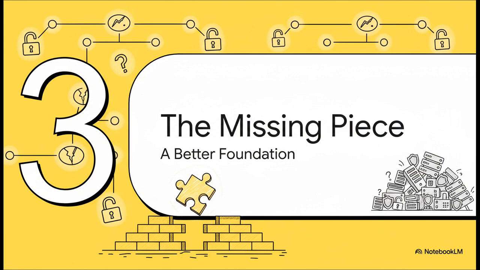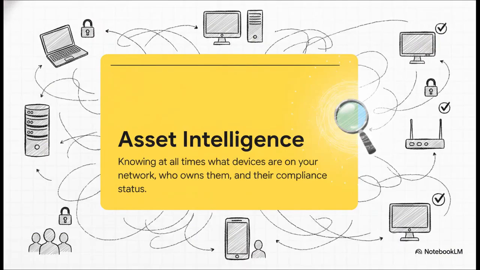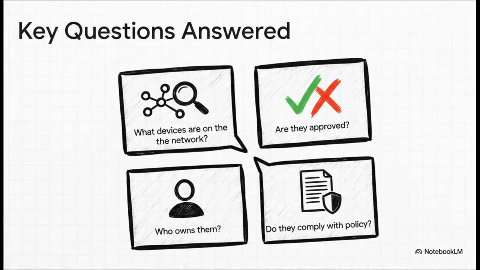We're missing the foundational layer. We're missing intelligence. And that foundation has a name: asset intelligence. Look, it's not just a list of IP addresses. It is the complete, continuous, always-on understanding of every single device on your network, who it belongs to, and whether it's compliant or not. Suddenly, with real asset intelligence, you can finally answer these really basic questions.